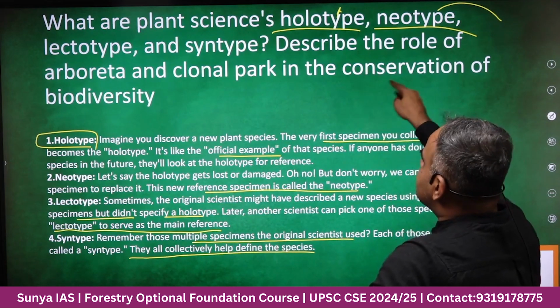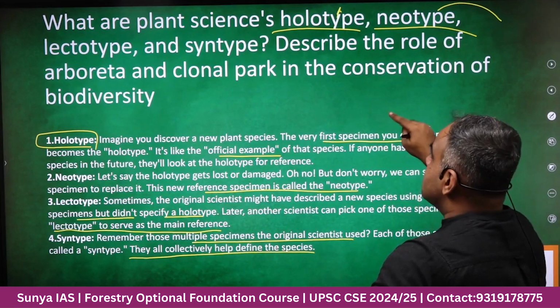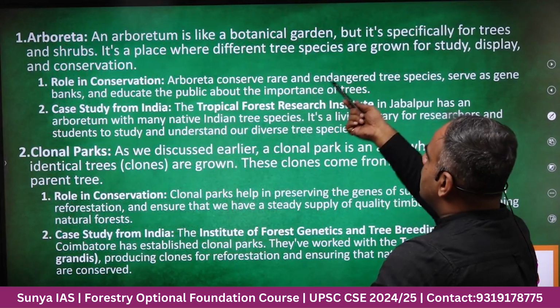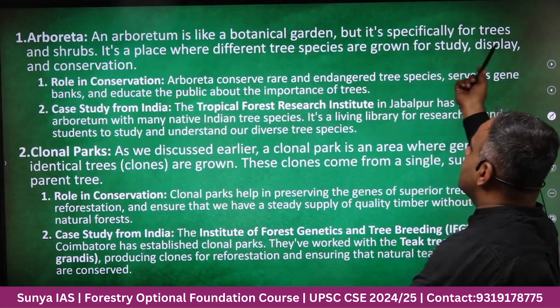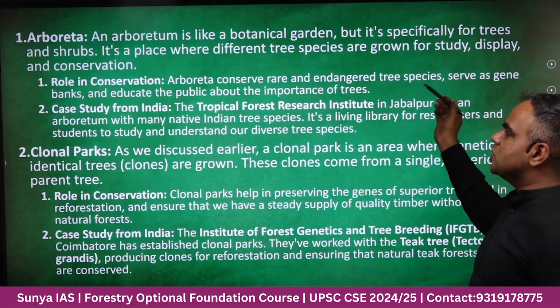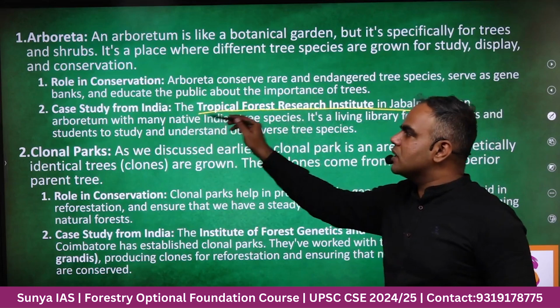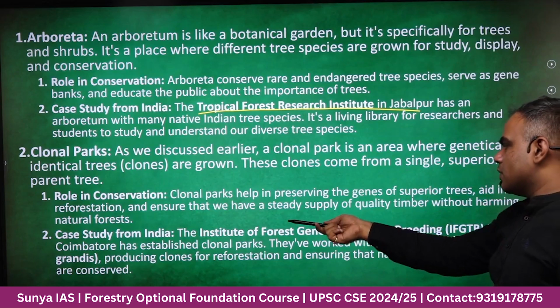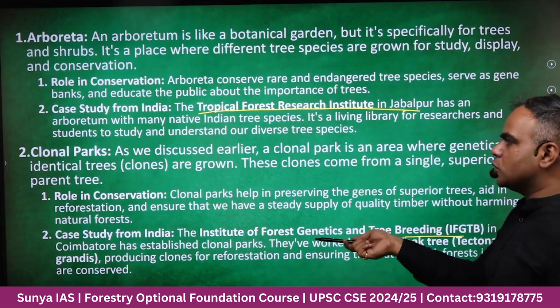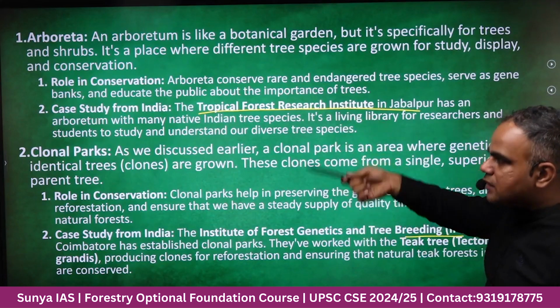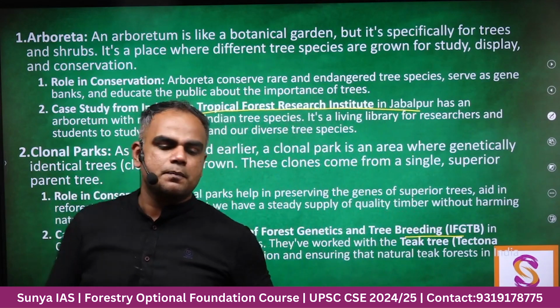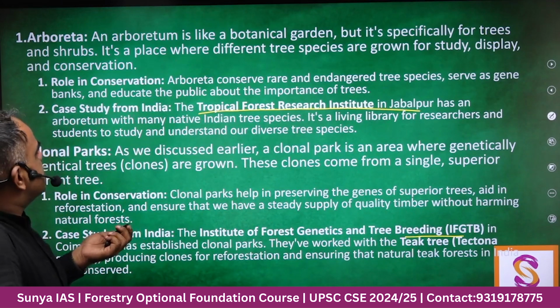Now the second part: describe the role of arboreta and clonal parks in conservation of biodiversity. We've already seen that an arboretum is just like a botanical garden, and it conserves endangered tree species. I gave you important examples, such as the Tropical Forest Institute in Jabalpur. Similarly, I gave you the example of the Institute of Forest Genetics in Coimbatore for clonal parks, and how they play an important role. I've added one or two points, but you can add many points. We've discussed this, so I don't think this is a difficult question to answer. Arboreta, clonal parks, etc.